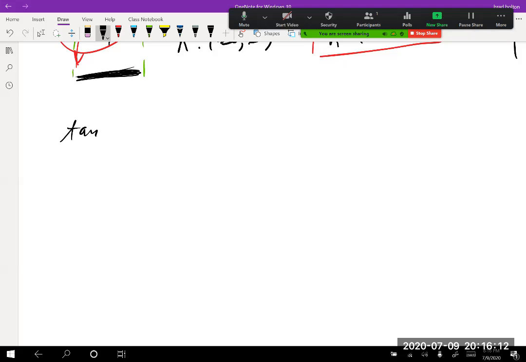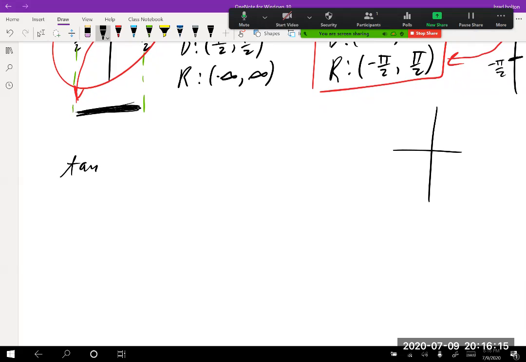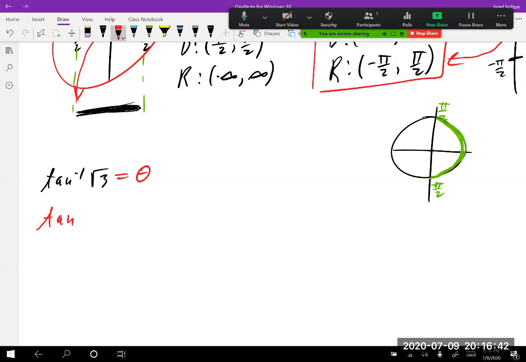Oh, by the way, if we're thinking unit circle wise, we're here again, negative pi over 2 to pi over 2. So it's very similar to arc sine. So what if I say, find the tan inverse of square root 3. Once again, I'm going to set that equal to theta. And then I'm going to say that the tan of theta equals square root 3.